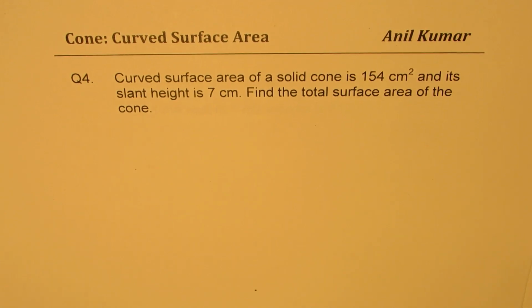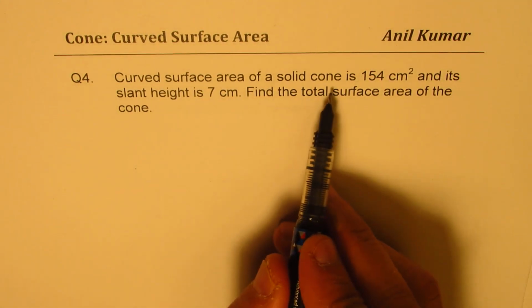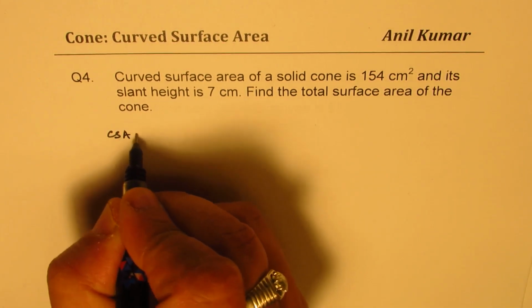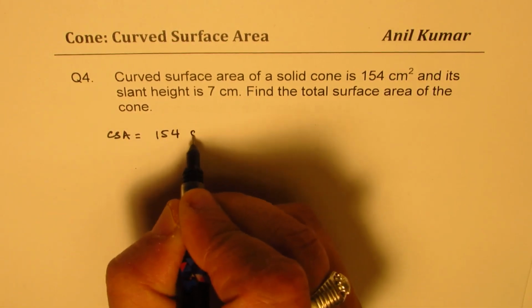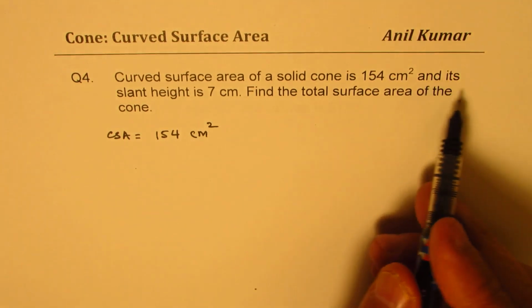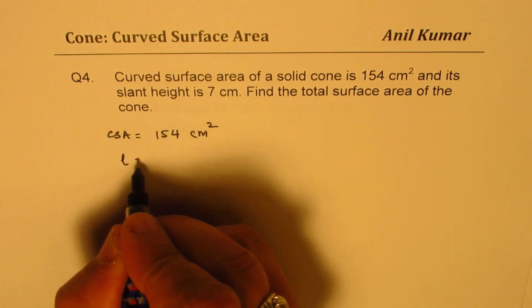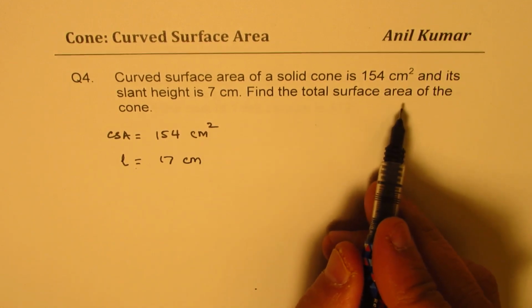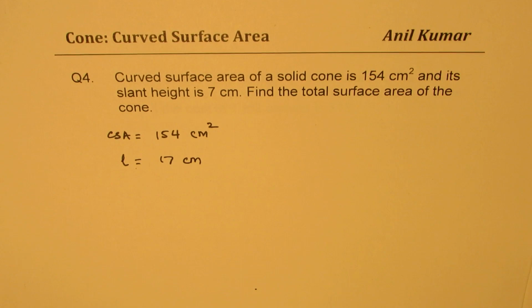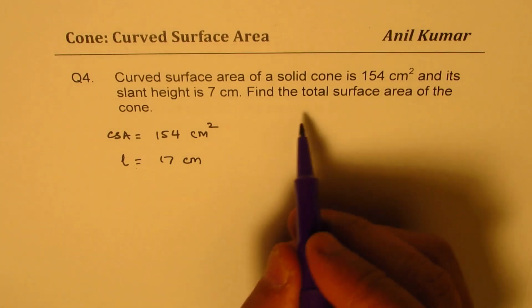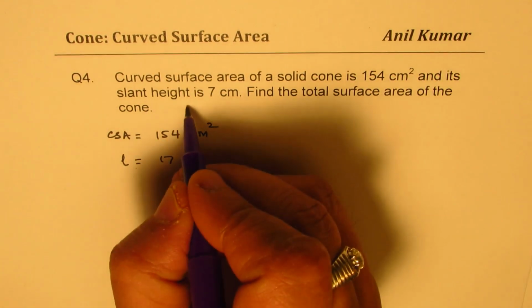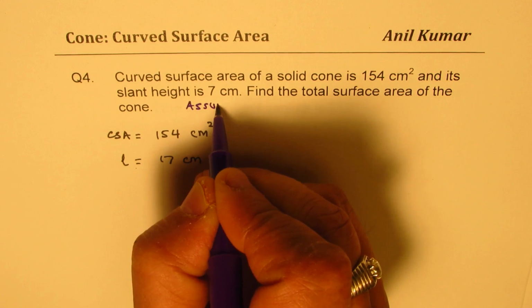Question number 4. The curved surface area of a solid cone is 154 centimeters square, and its slant height L is 17 centimeters. Find the total surface area of the cone. So what we are trying to say is the curved surface area of a cone is this much, and we are assuming a solid cone.